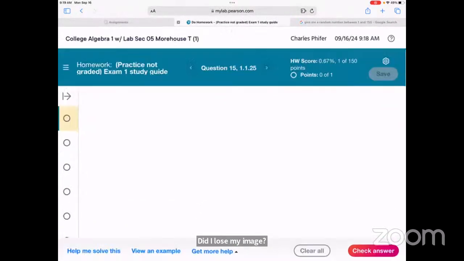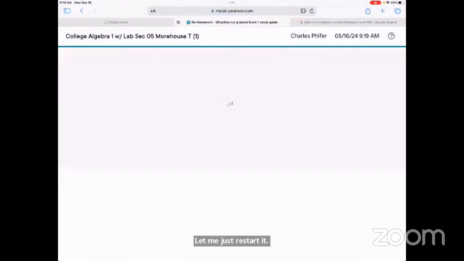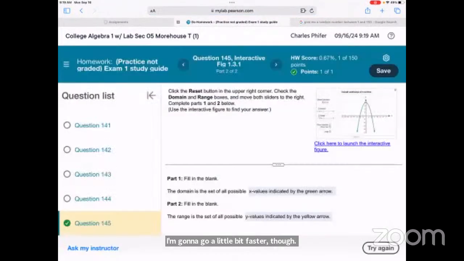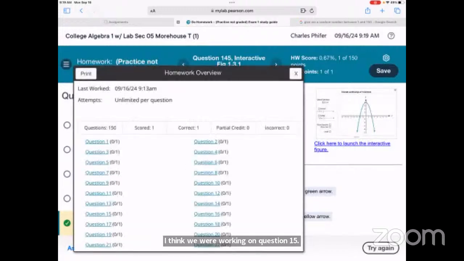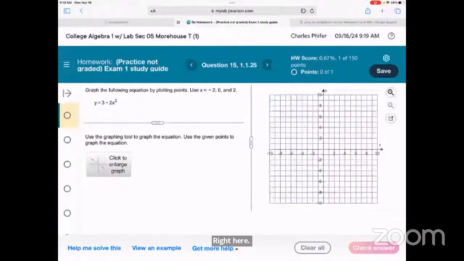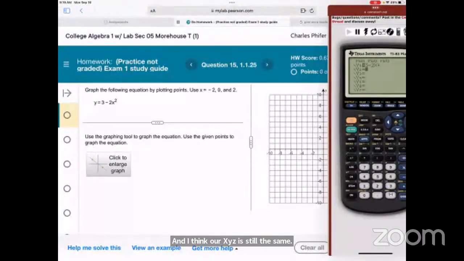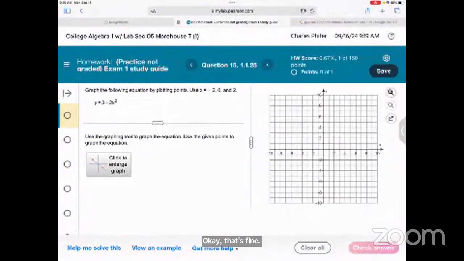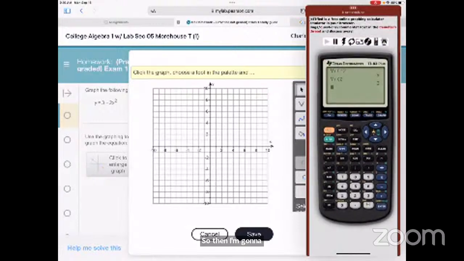Let me just restart this. I'm gonna go a little bit faster though. We probably lost our question, so that's okay. I think we were working on question 15 right here. Nope, it's a different equation, so I'm gonna go ahead and change it here. Instead of 3 minus 3x squared, it's 3 minus 2x squared. And I think our x values are still the same. Okay, that's fine. So then I'm going to click to enlarge. So then I'm going to evaluate this when x is -2.